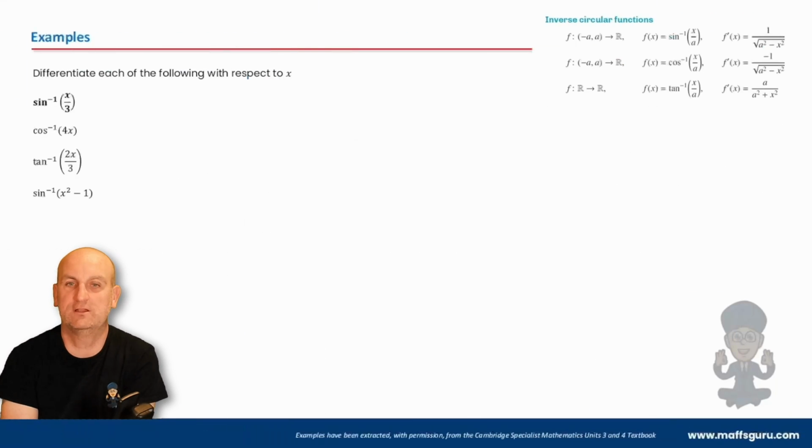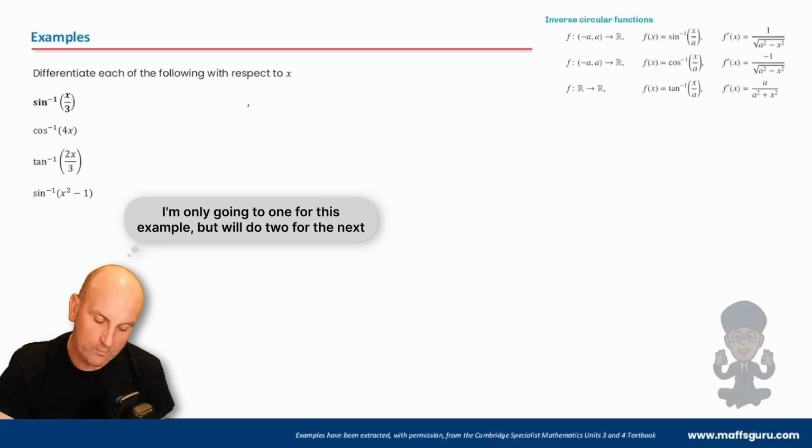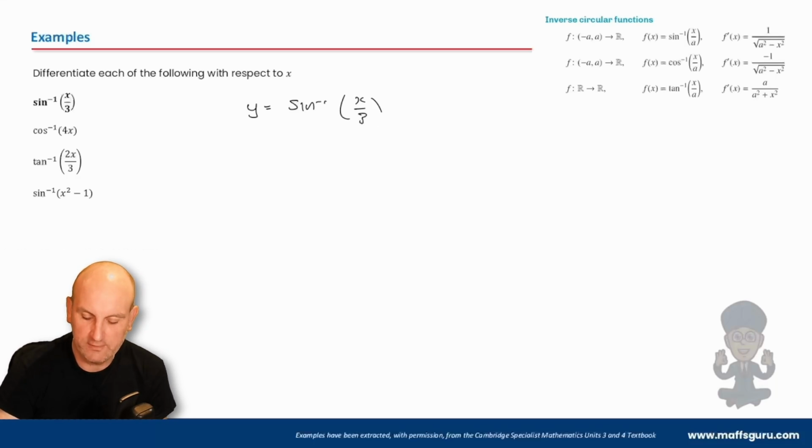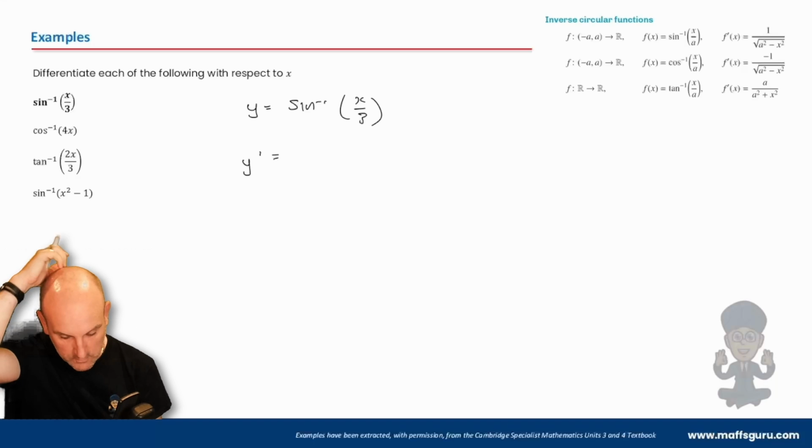Right, here we go. Let's have a look at some examples. Differentiate each of the following with respect to x. Now, there are two ways of doing this. If we have y is equal to sine to the minus 1 of x on 3, I could go straight to my formula, which basically tells me that y dashed is equal to, what have we got here?